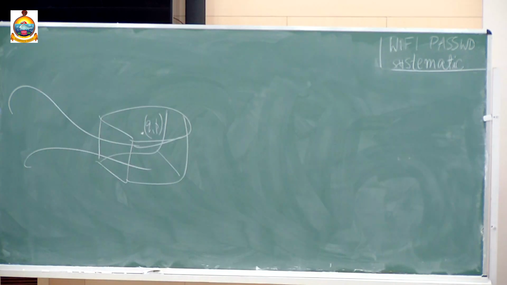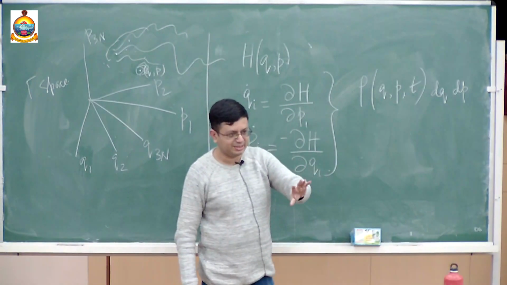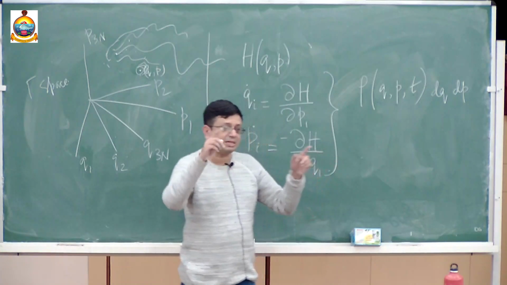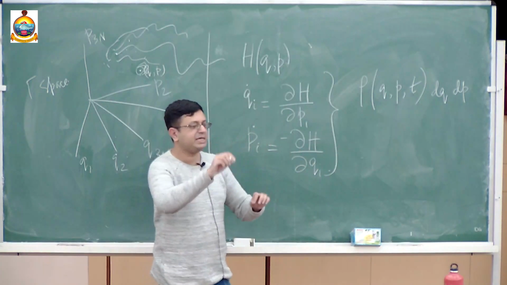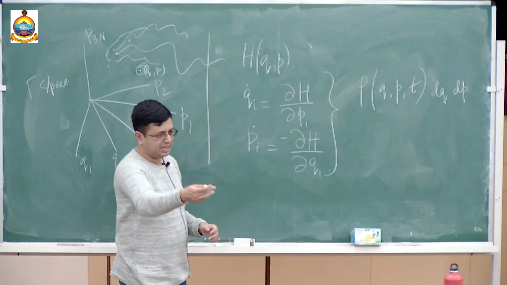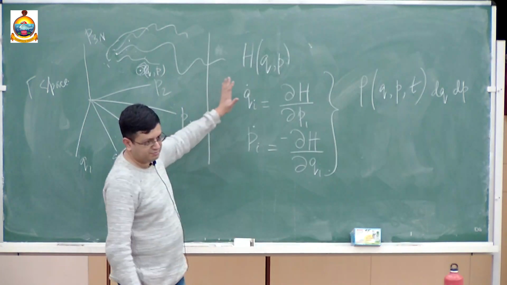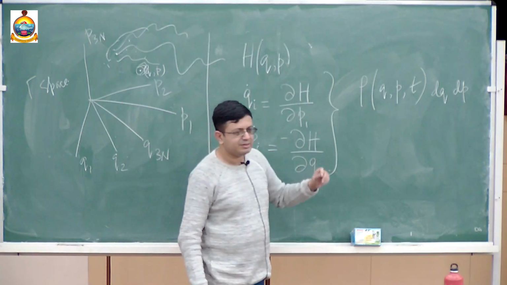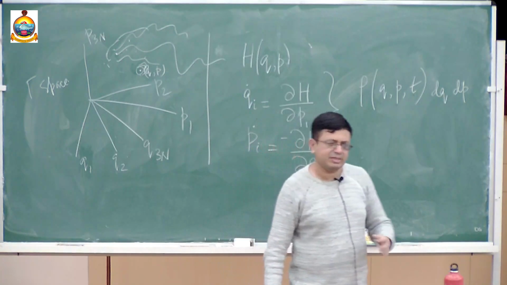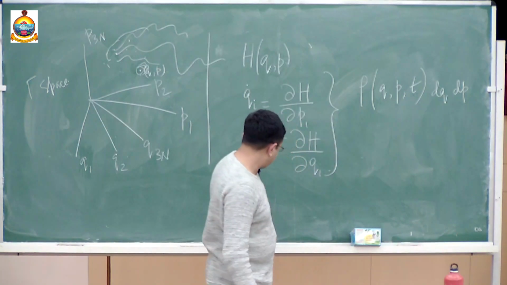So this Q and P are not really generalized coordinates in that sense. You are representing your generalized coordinates and momenta by a point in this 6N-dimensional space. Yes, exactly, that's it.